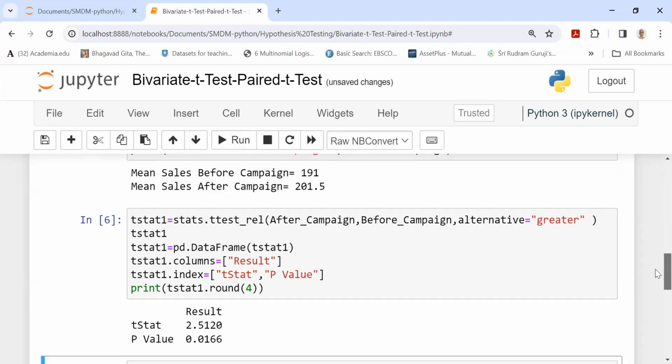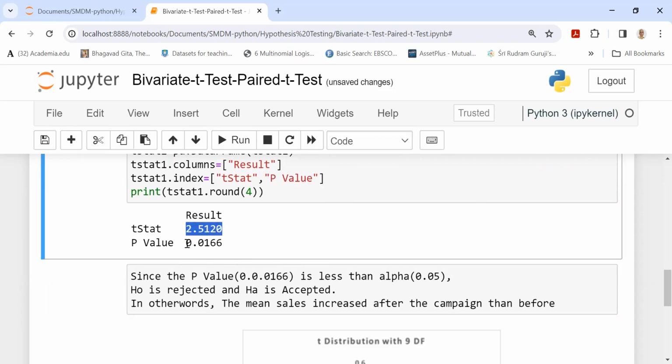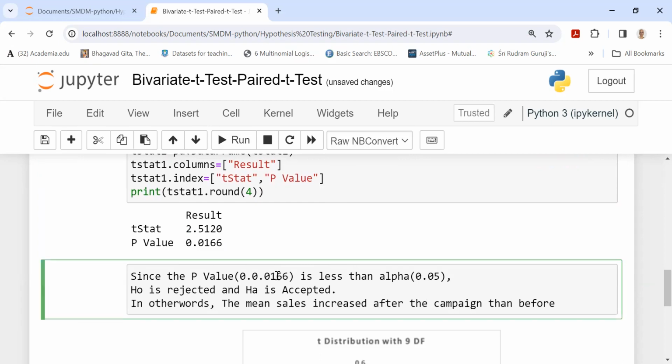I get the result. The computed tstat is 2.5120 and the p-value is 0.0166. Since the p-value 0.0166 is less than alpha, which we take normally as 5% when nothing is specified, we conclude H0 is rejected, 0.0166 is less than 0.05, and therefore the alternative is accepted. In other words, we conclude the mean sales increased after the campaign than before, which means the campaign was effective.